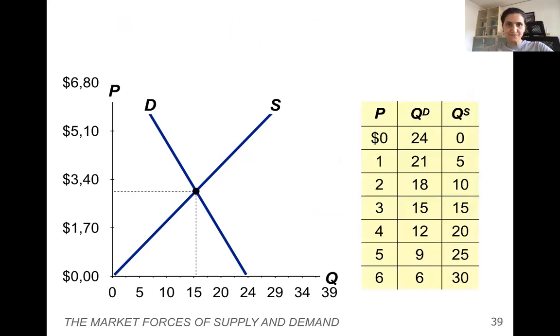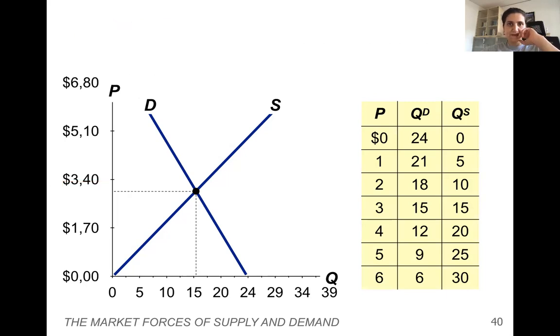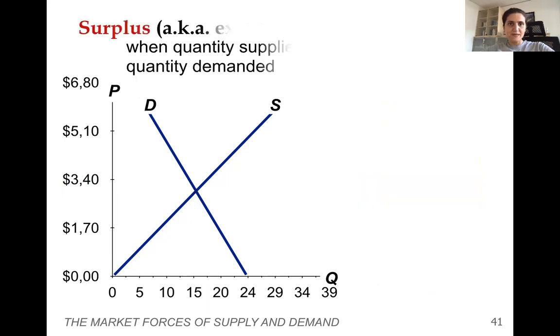Here we have the demand schedule on the right and the supply schedule in the last column. They intersect at this point, which is going to give you the equilibrium. Equilibrium price is the price that equates quantity supplied with quantity demanded, as we said, which will be 3 here. Equilibrium quantity is the quantity supplied and quantity demanded at the equilibrium price.